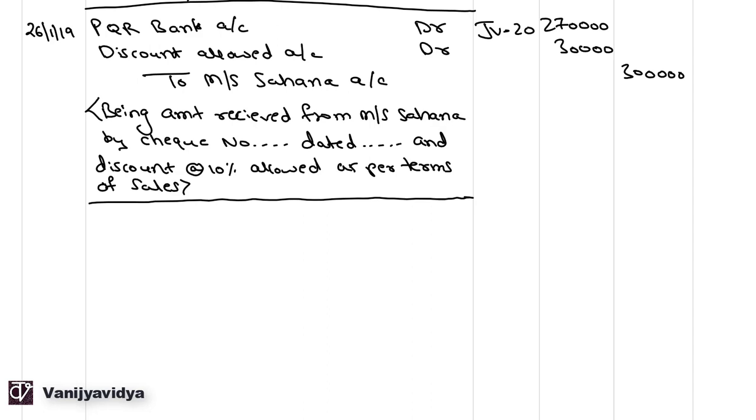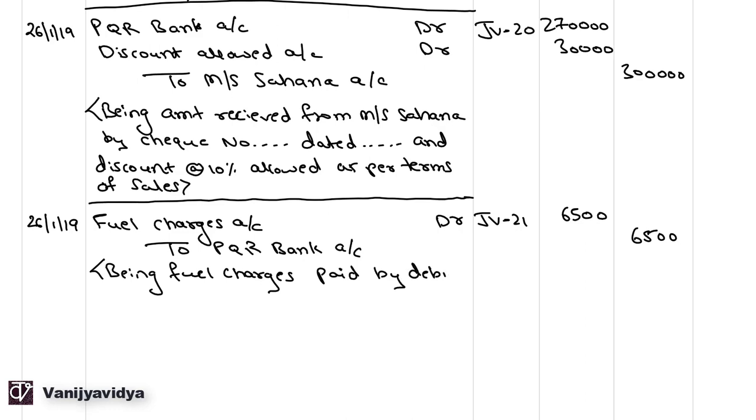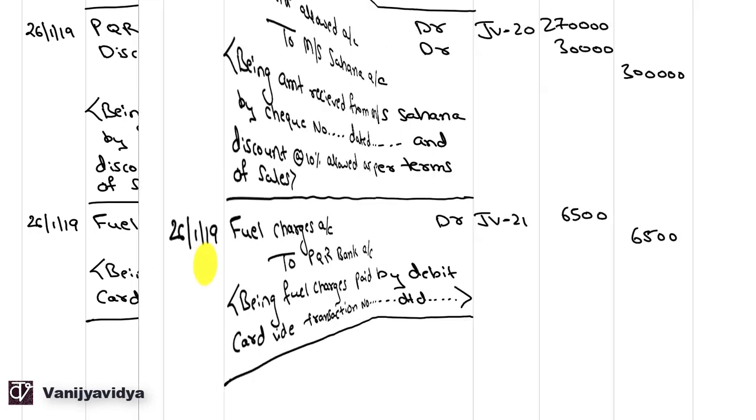Date is 26 Jan 2019. Fuel charges account debit 6,500 to PQR bank account 6,500 and voucher number is JV21. Being fuel charges paid by debit card, via transaction number so and so, dated so and so. Now let's move on to the next transaction.